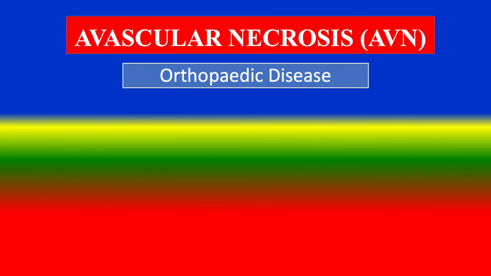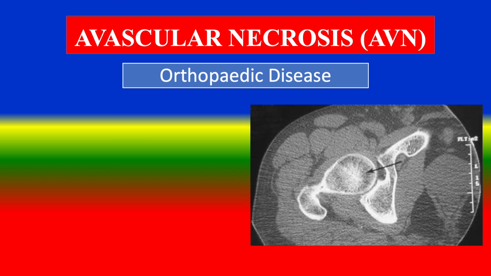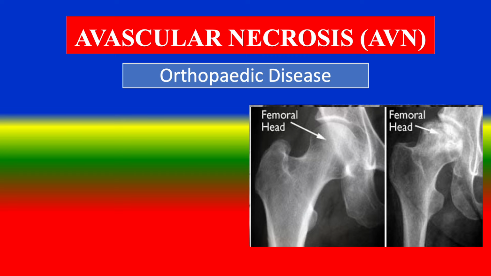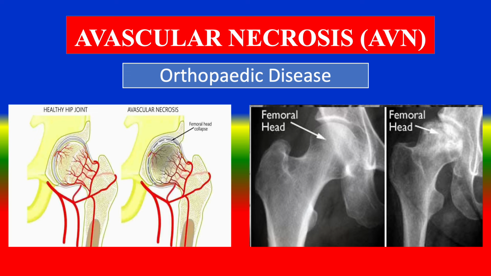Avascular necrosis (AVN) is an orthopedic disease. Look at this picture, it shows CT findings, MRI and X-ray findings. The picture shows necrosis in the hip joint, with detail going on.